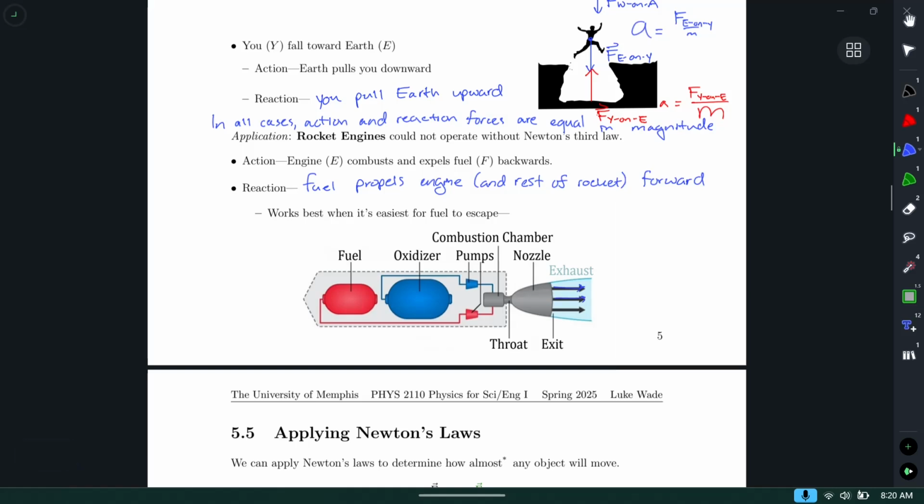So in this picture down here, we've got several vectors representing that expulsion of fuel. This is the force the engine exerts on the fuel. The reaction is the force the fuel exerts on the engine.